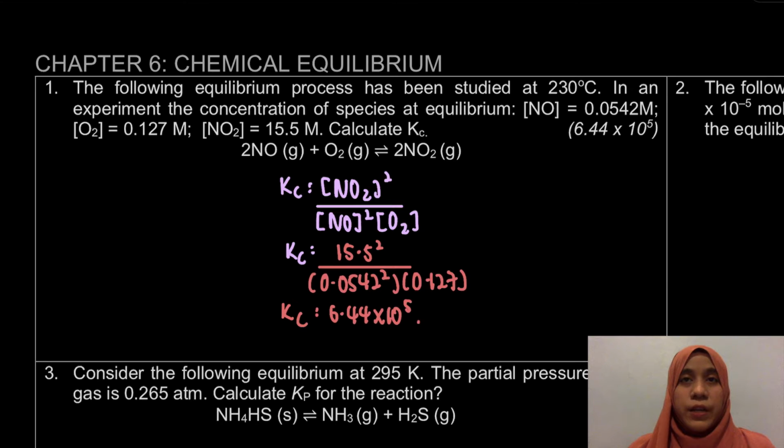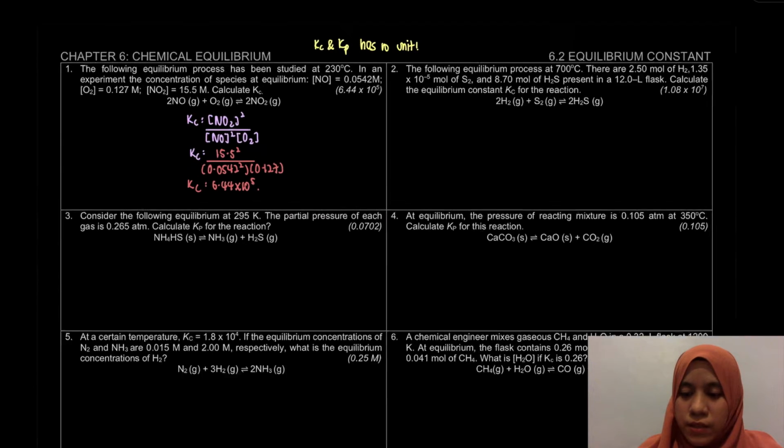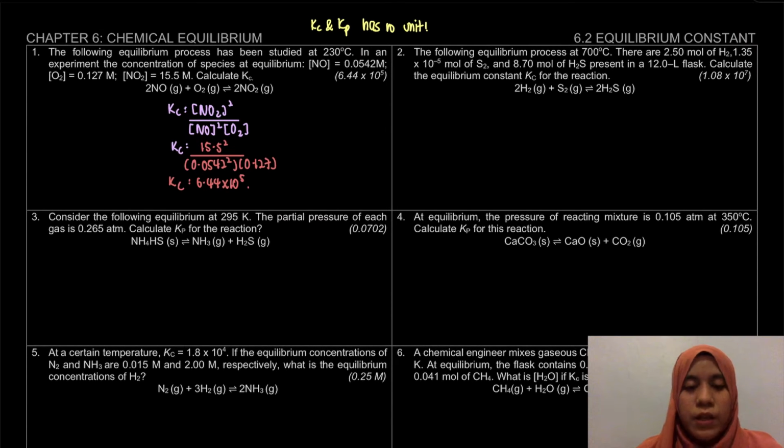So this is the value. Okay, so for equilibrium constant, actually it has its own value, but for our syllabus, Kc and Kp has no unit. Kc and Kp, just going to write down, Kc and Kp has no unit. So that's why all the answers given, you see there is no unit. Because for equilibrium constant, Kc or Kp, it is dimensionless.